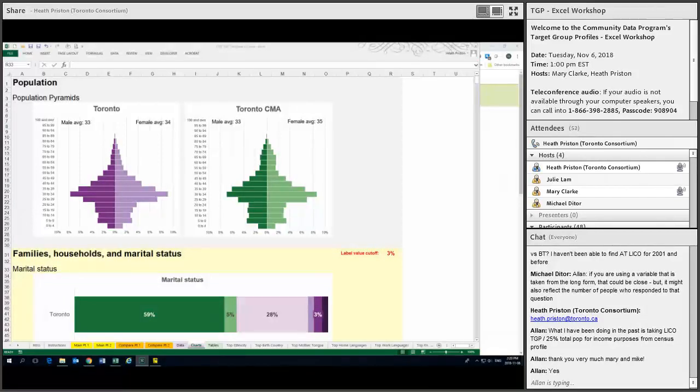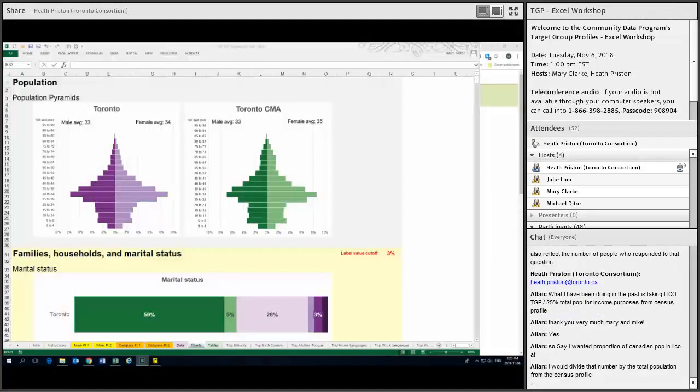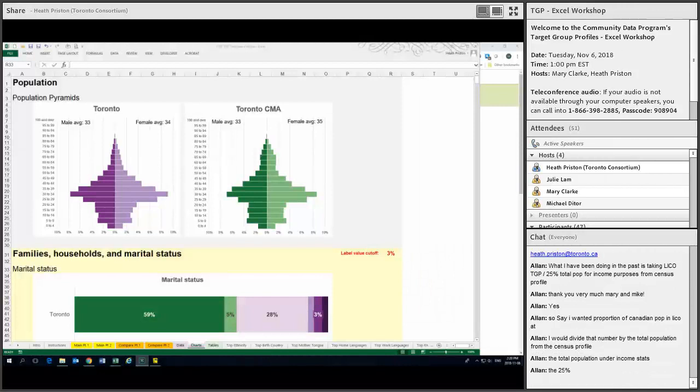Alan, could you expand a little bit on what you mean by taking LICO TGP 25% for income purposes from Census Profile? I'm not quite clear what you're telling me there. I believe it's about the idea of using the template for 2 census tracts, and I imagine you can just do a simple addition. Can you get a geography that covers 2 census tracts?